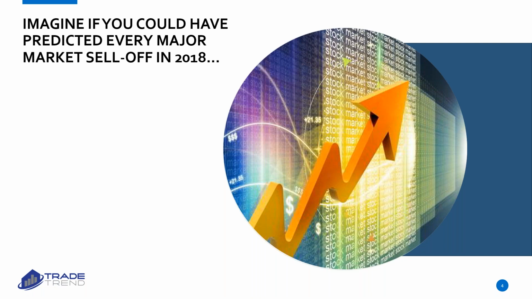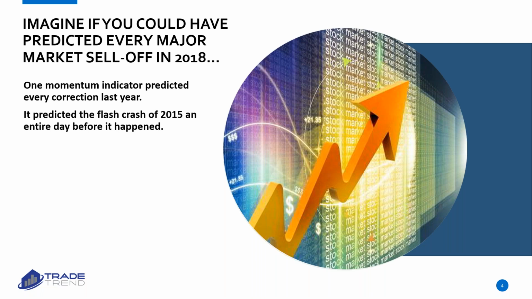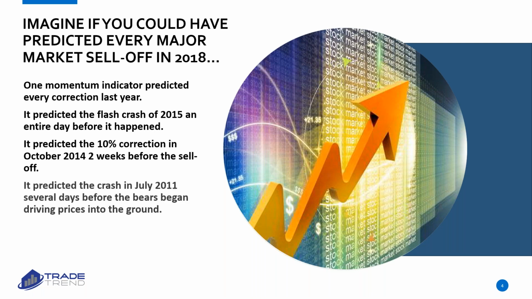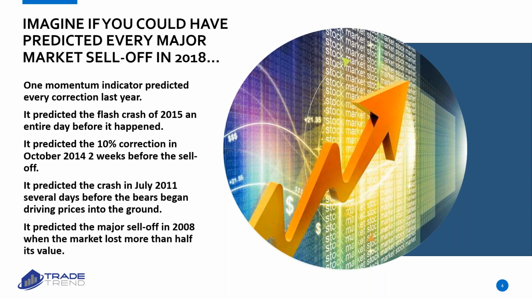All right, so the one indicator that we're going to focus on today actually predicted every correction last year, all four of them. Not only that, it predicted the flash crash of 2015 an entire day before it happened. It predicted the 10% correction in October 2014, 2 weeks before that sell-off occurred. It predicted the crash in July of 2011, several days before the bears began driving prices into the ground. It also predicted the major sell-off in 2008 when the market lost more than half its value.